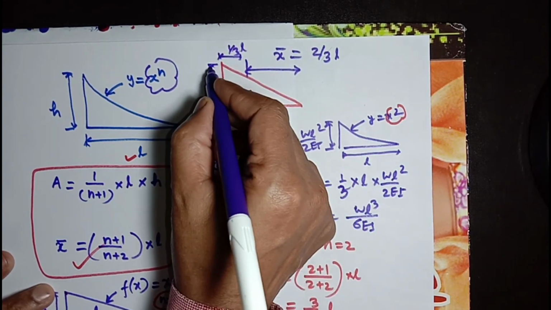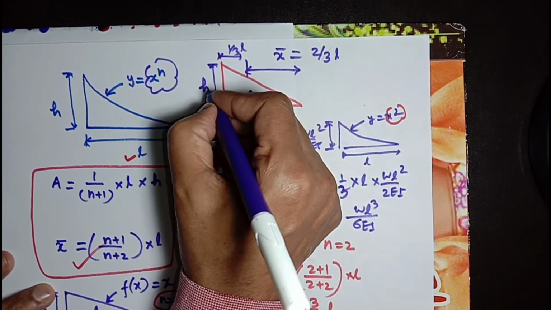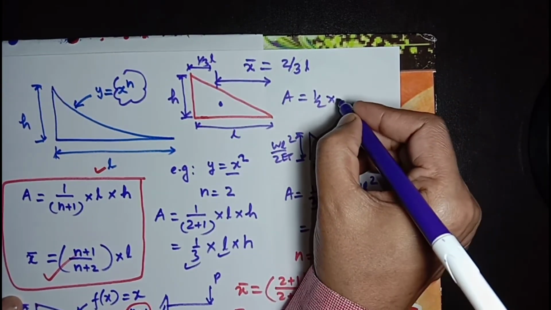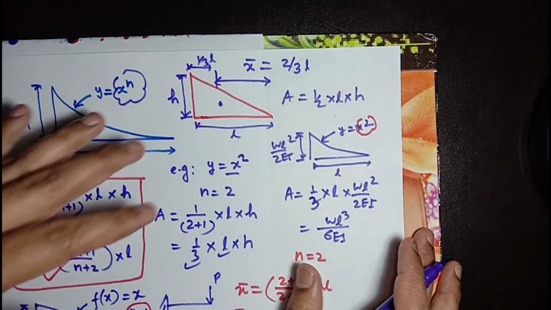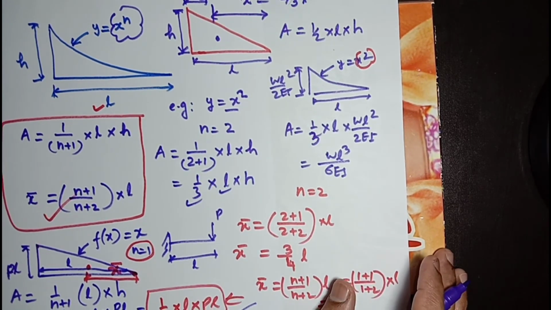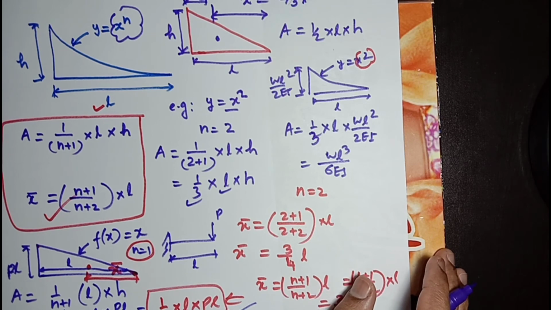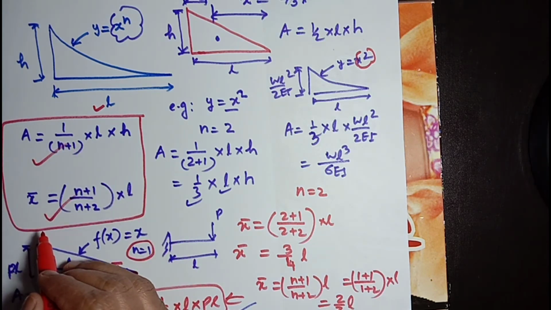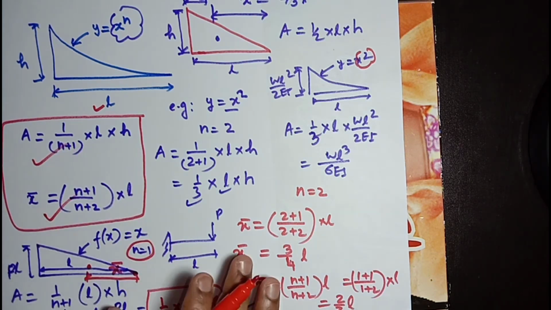Well, if this is h, this is L, area will be half L into h. This is the area of a triangle that we have done here. So I hope your concept regarding calculating area of any curve which might be a function of x to the power 2, 3, and so forth is clear. You can calculate area using this general method, and also its centroid using this general expression.